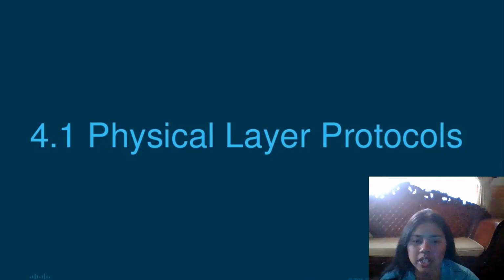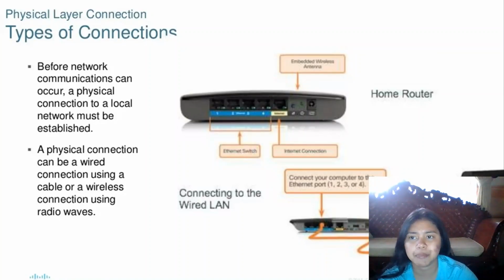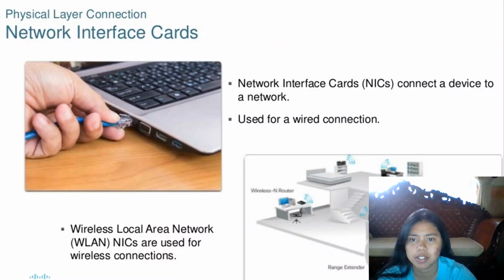First topic is the physical layer protocols. The physical layer connection has two types of connections: the home router and connecting to the wired LAN. Before network communications can occur, a physical connection to a local network must be established. A physical connection can be a wired connection using a cable wire or a connection using radio waves.